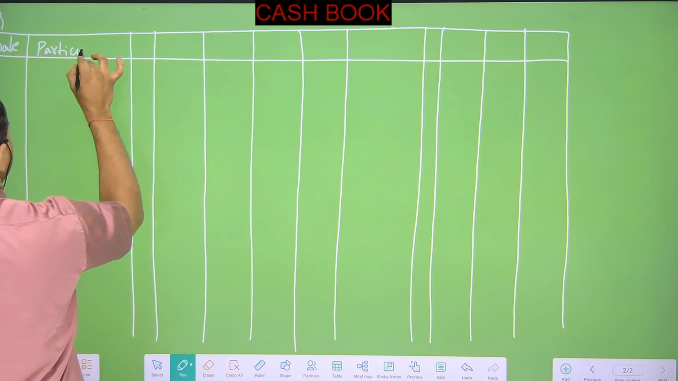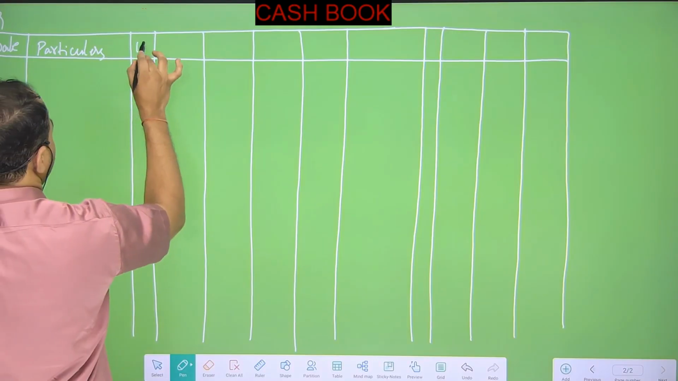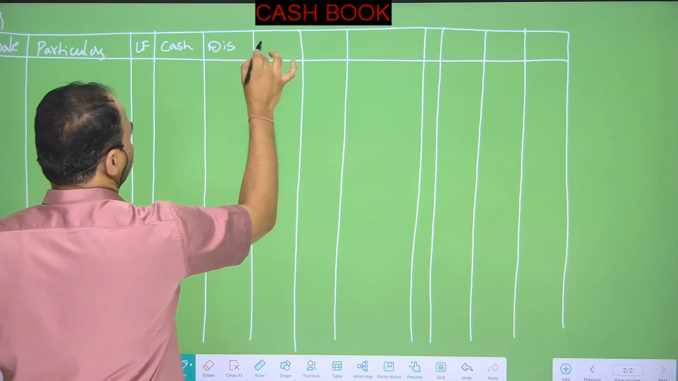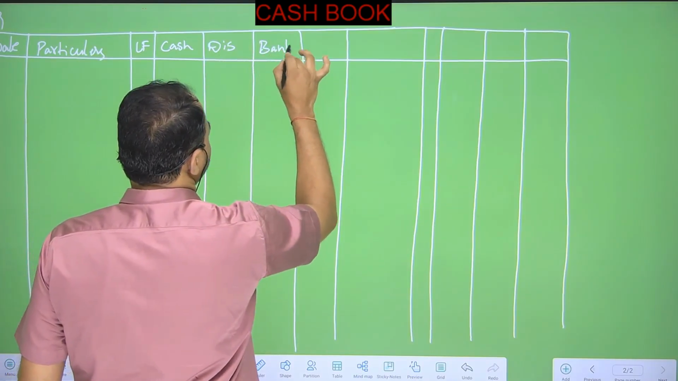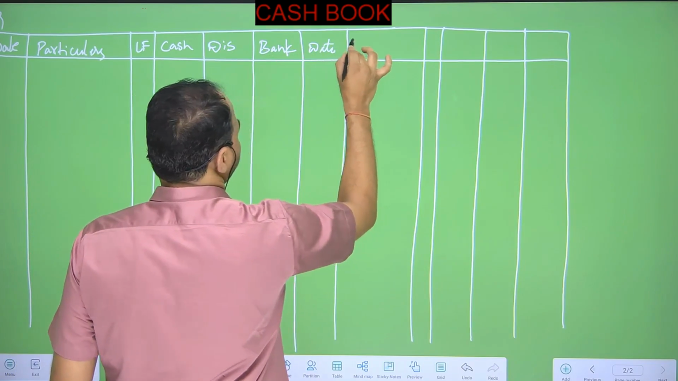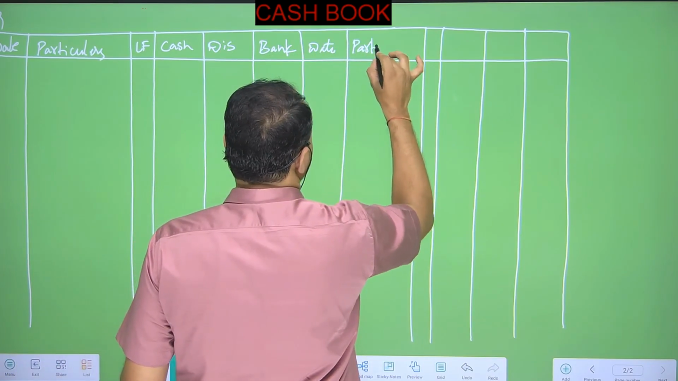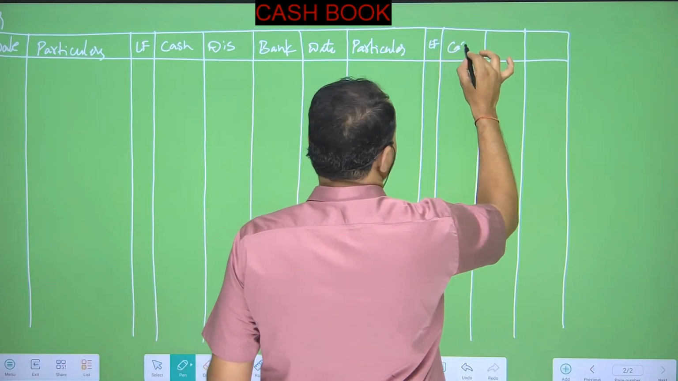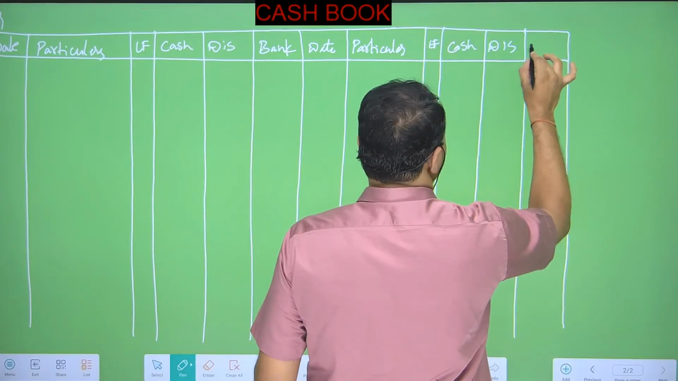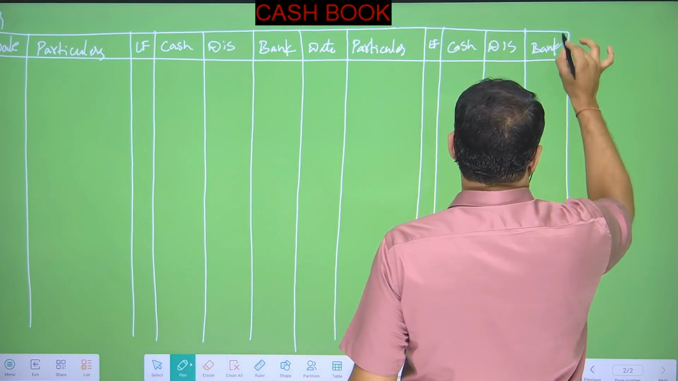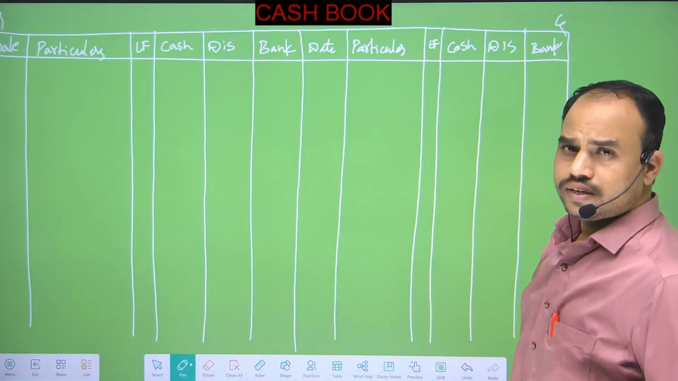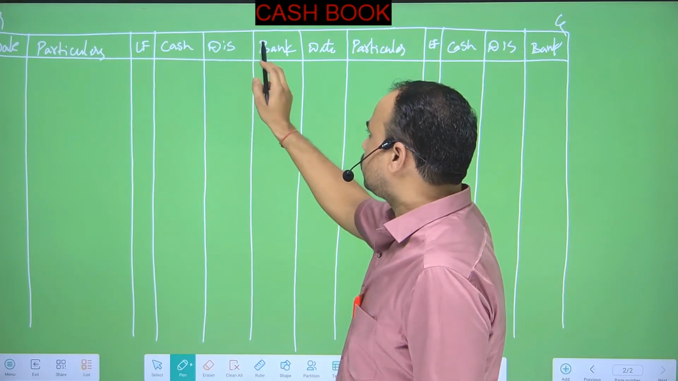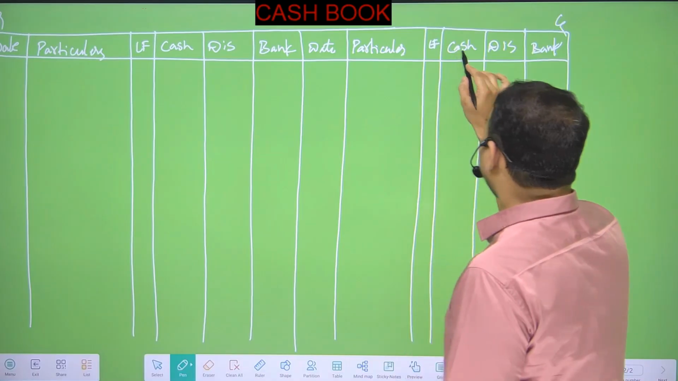Now, on the debit side we have to write date, particulars, LF, cash, discount, bank. Similarly, date, particulars, LF, cash, discount, bank on the credit side. So simply, three column cash book means three columns we have to draw: on the debit side cash, discount, bank, and on the credit side cash, discount, bank.